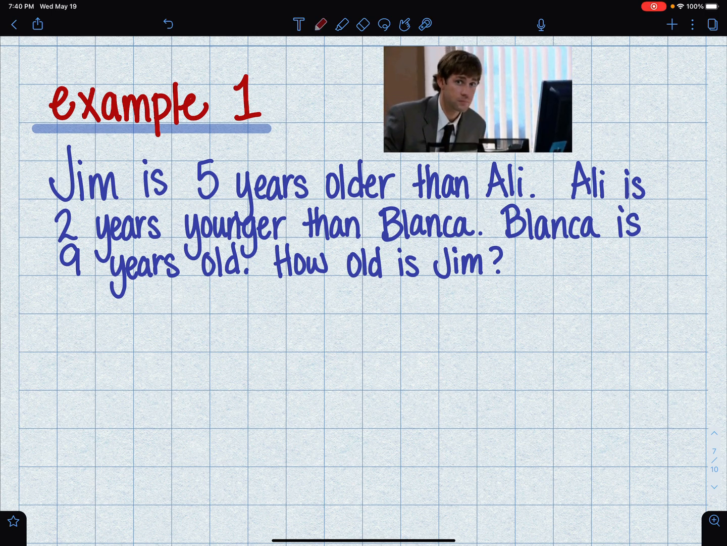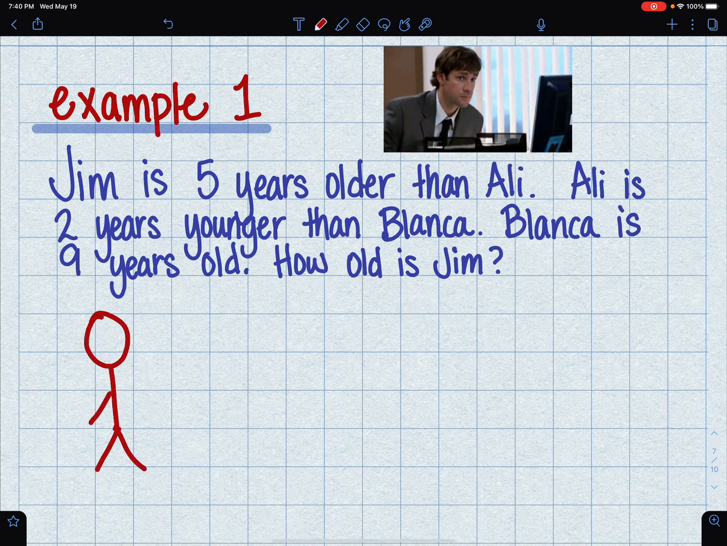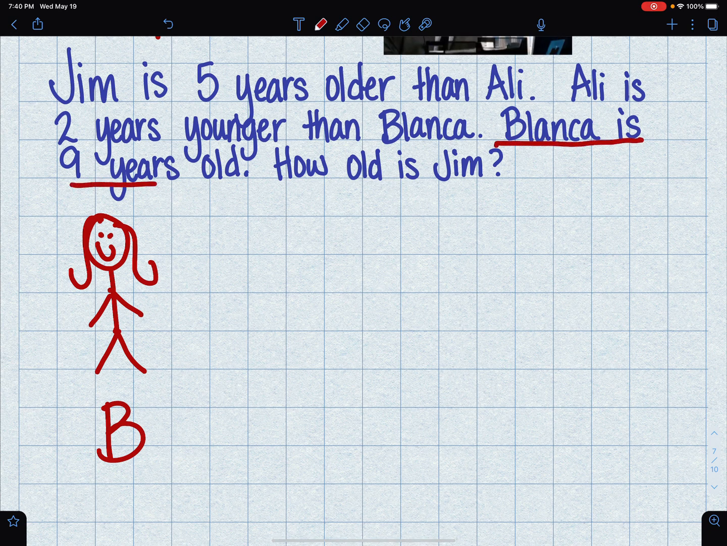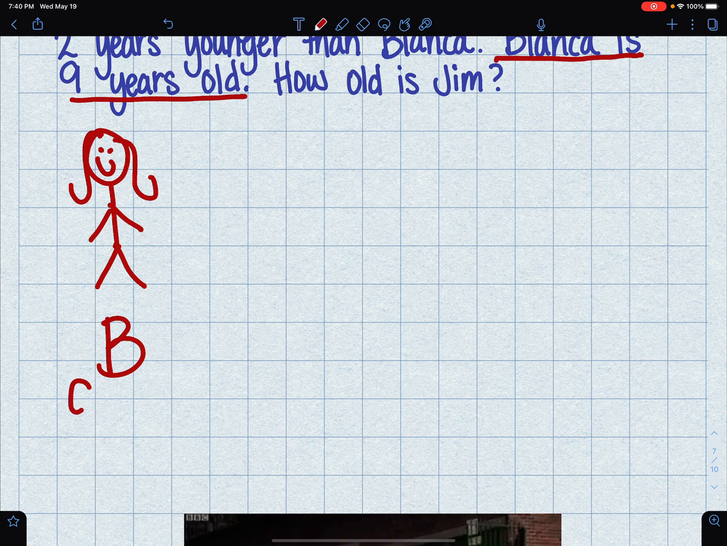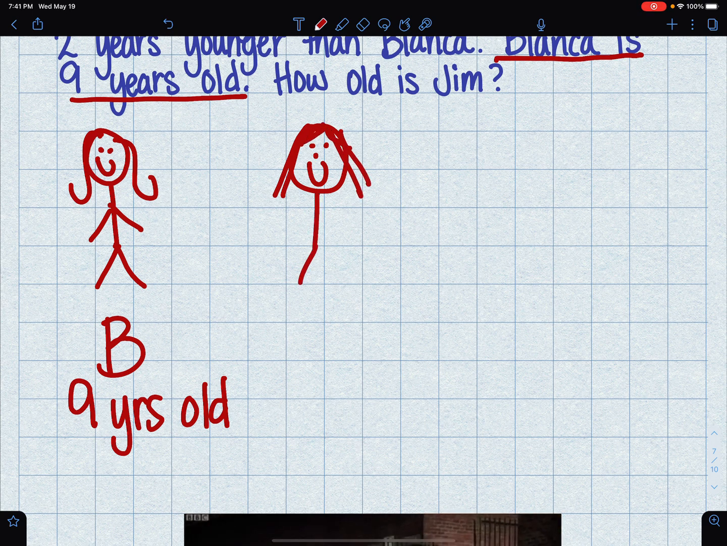So I'm going to do a picture. All right. So I'm going to draw a picture of Jim. Well, let's start with Blanca, and I'll just call her B. So I'm going to put some girl hair and a smile. See, she's cute. Okay, so it says Blanca is 9 years old. So I'm going to put B, 9 years old. Okay, cool. And then I'm going to draw a picture of Allie. I'll put straight hair on her, maybe some bangs. Okay, there we go. And I'm going to put an A for Allie.